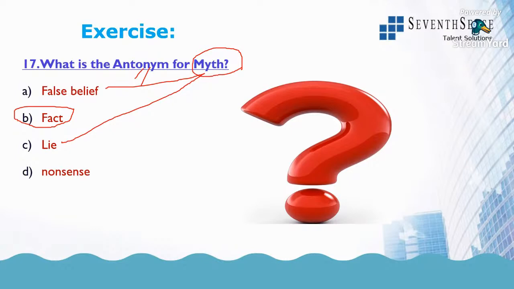Without any facts, they are just creating myths, creating some blind beliefs. We cannot believe this. This is giving the opposite meaning, right? So fact and myth are the nearest opposites. Fact is the nearest meaning to the opposite of myth, so fact is the right answer. Antonym for myth.